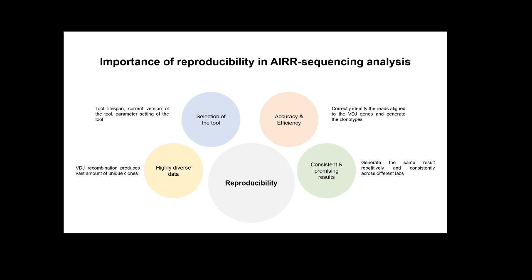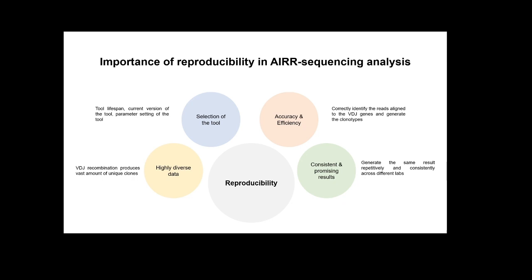Bringing that to the topic of concern, why reproducibility? Since the data is highly diverse and this VDJ recombination produces this vast amount of unique clones, it is very important to select the tool which can give us consistent and reliable results. The selection of the tool totally depends on the tool's lifespan, the current version of the tool which you are using, and the parameter settings of the tool. If you keep all of this constant and do multiple analyses of the same particular sample, you should get exactly similar results. That's the end goal.